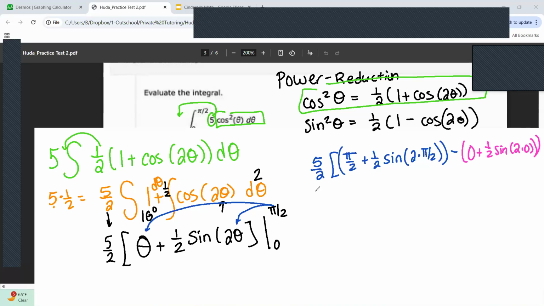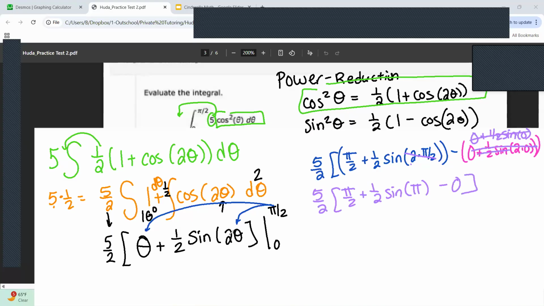Okay, let's just work this out. So that's 5 halves pi over 2 plus half sine, these 2's will cross cancel, and this will just be pi, minus, this will be 0 plus a half sine 0, but sine of 0 is 0. Half of 0 is 0. This is all just 0.